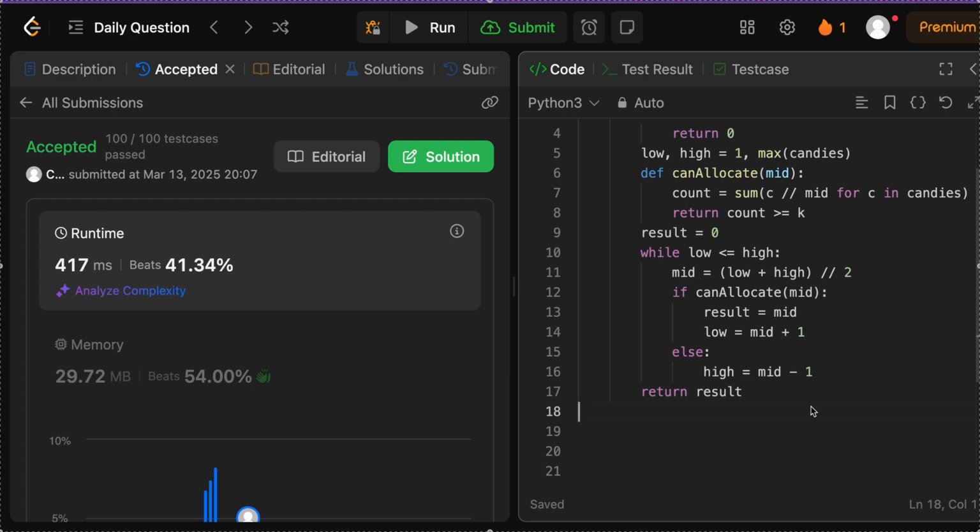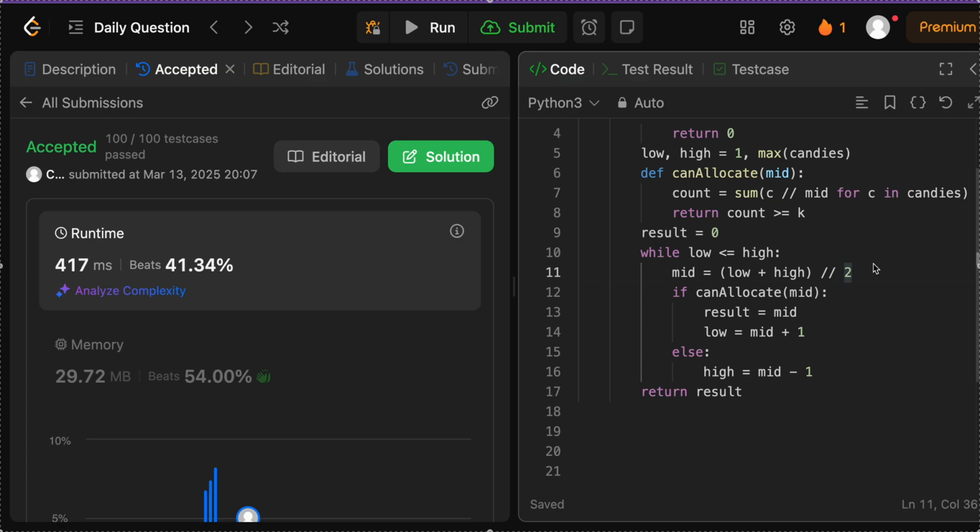For the runtime complexity, it's going to be big O of n times log m. N would be the size of the candies, and m would be the maximum value in the candies, aka the biggest pile. Why? Because the binary search part of this, the while loop part of the implementation, is going to run in big O of log m. And for each of those steps, we're iterating through the candies in big O of n time. We're doing this when we call canAllocate mid, because that's where we iterate through all the candies in each call of that helper function. And that's going to be overall time complexity of big O of n times the log of m, or big O of n log m.